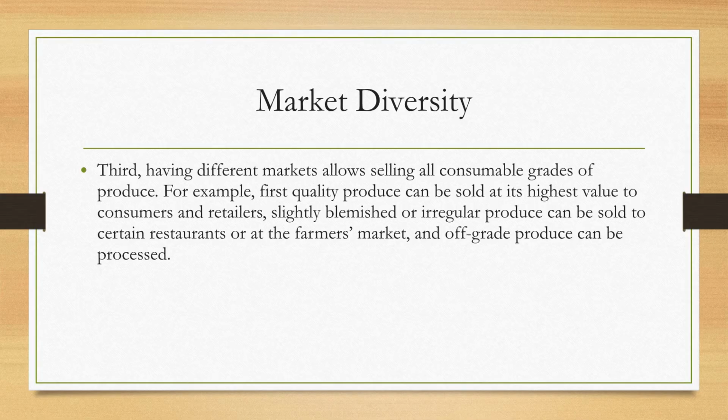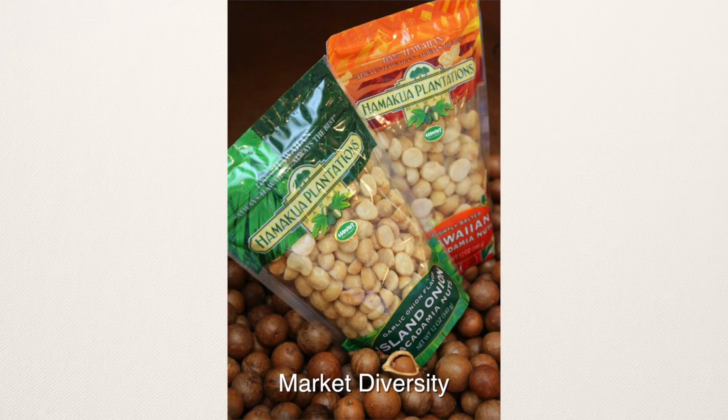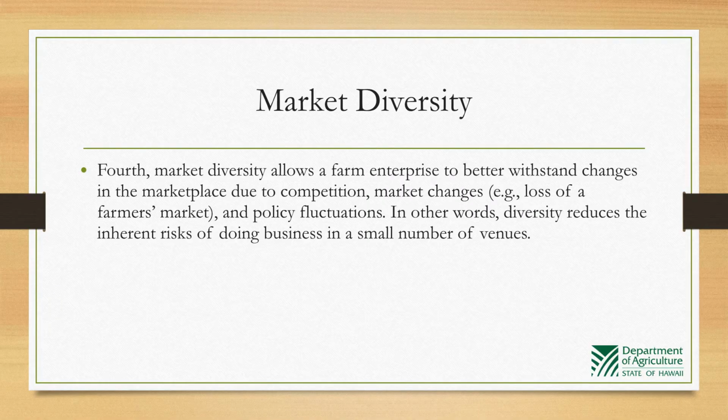Third, having different markets allows selling all consumable grades of produce. For example, first quality produce can be sold at its highest value to consumers and retailers. Slightly blemished or irregular produce can be sold to certain restaurants or at the farmer's market, and off-grade produce can be processed.